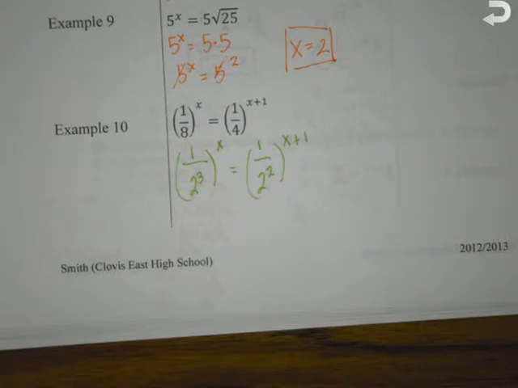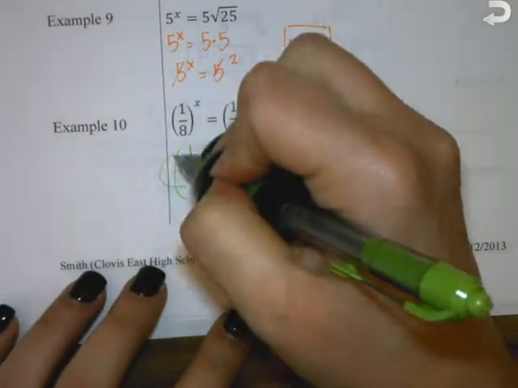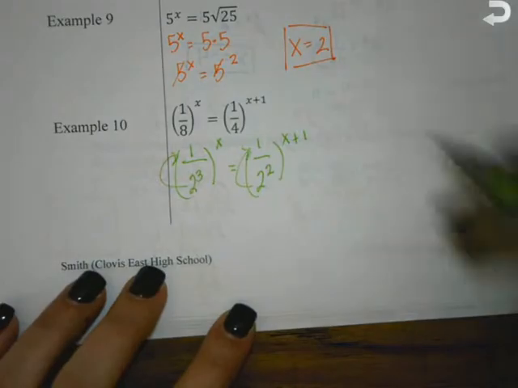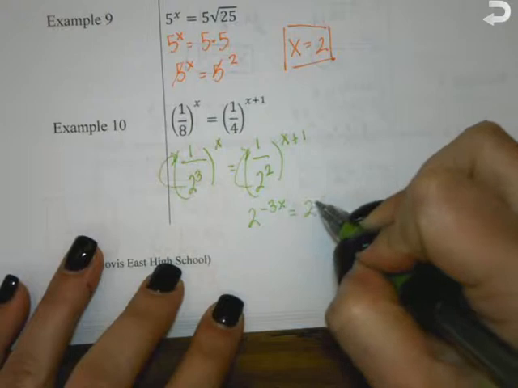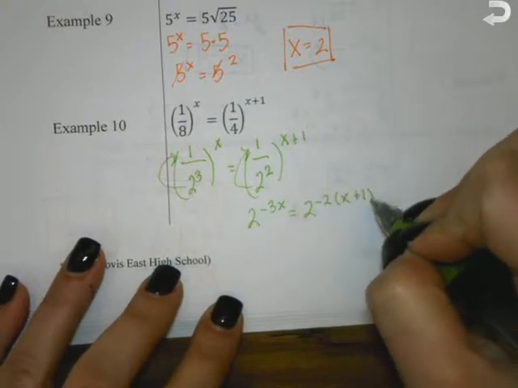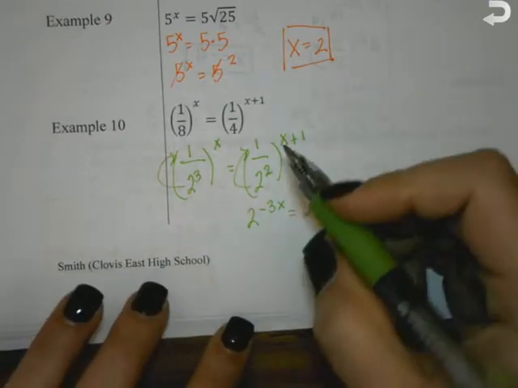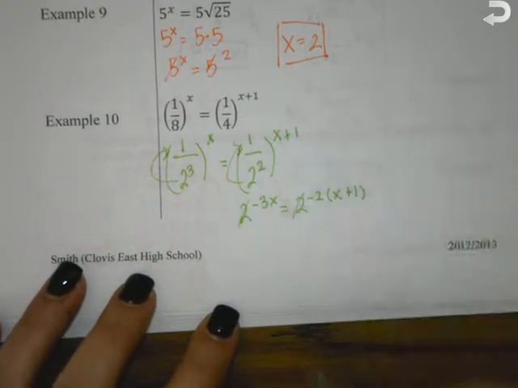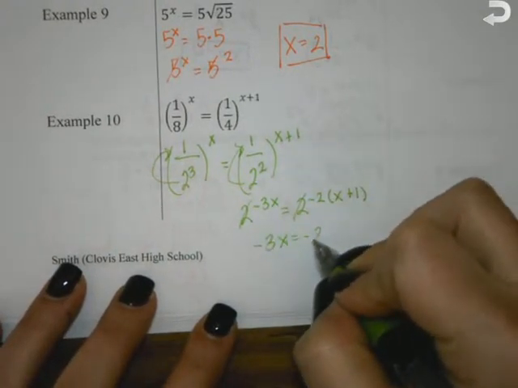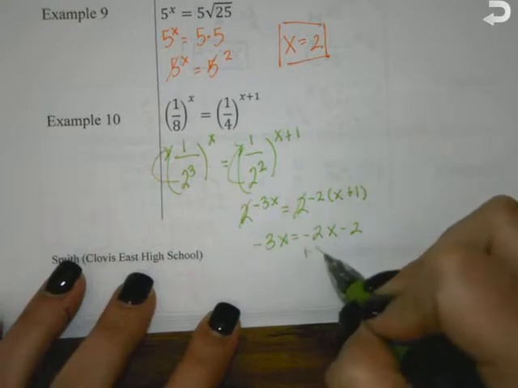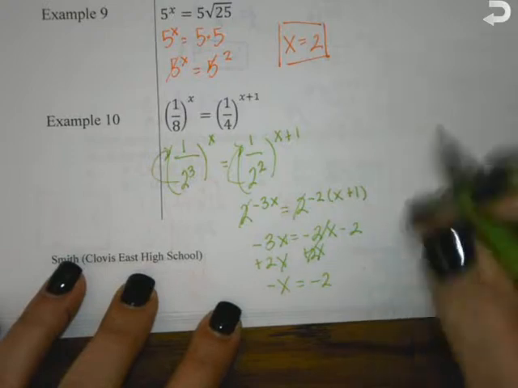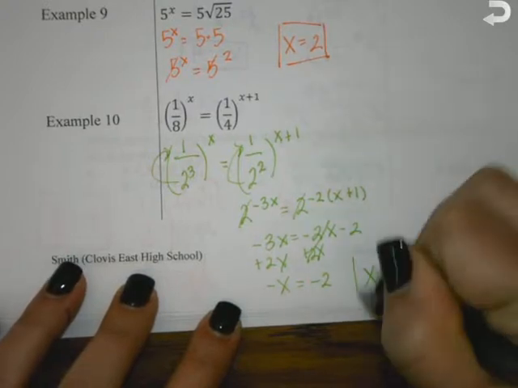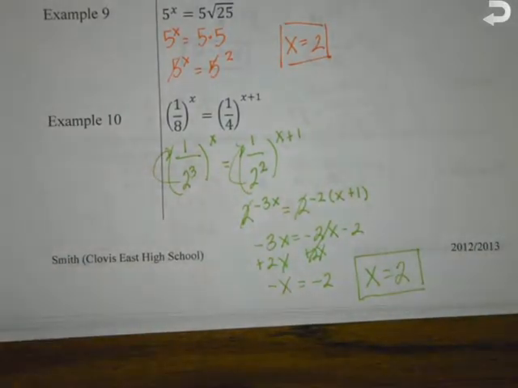Okay, I want my bases to be in the numerator, so that means I'm going to make both of them negative. So this is 2 to the negative 3x equals 2 to the negative 2 times x plus 1. Drop your bases. So negative 3x equals negative 2x minus 2. Add 2x. So we get negative x equals negative 2. So that means positive x equals positive 2. That's solving with exponents in the variables in the exponent.